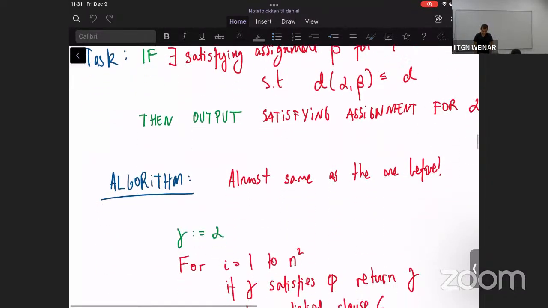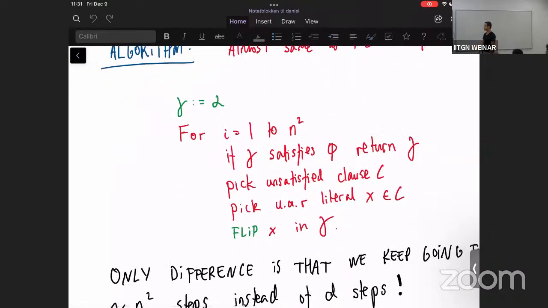So what's the algorithm? The algorithm is basically the same as before. You start with the assignment you're searching from, and if it satisfies the formula, then you return the assignment that you have. Otherwise, you pick an unsatisfied clause, pick a literal at random from the clause, and flip the literal in your assignment. The only difference between this algorithm and the previous algorithm is that the previous one just went for d steps, and this one we're running for a bit longer. Let's say n square steps. This n square is subject to change. Let's think of it as some polynomial to be determined later.